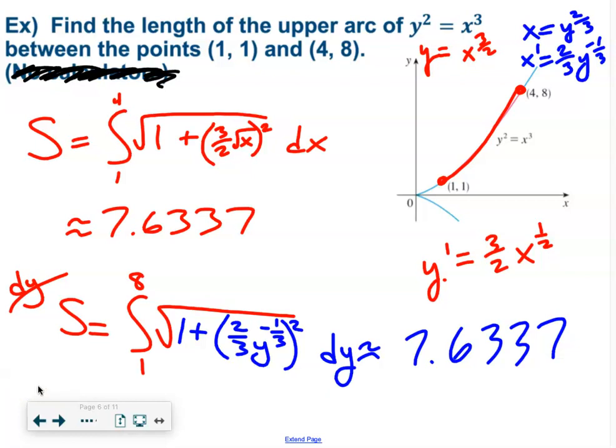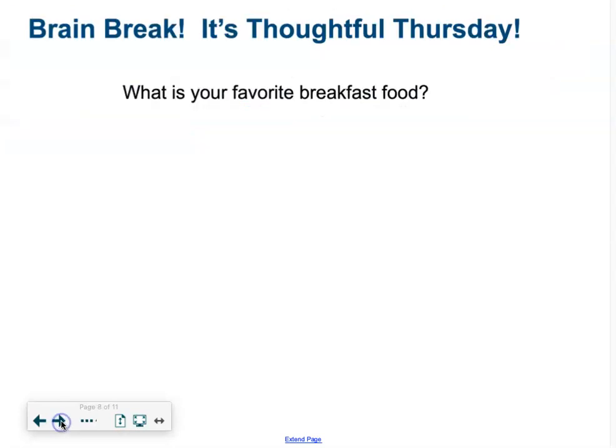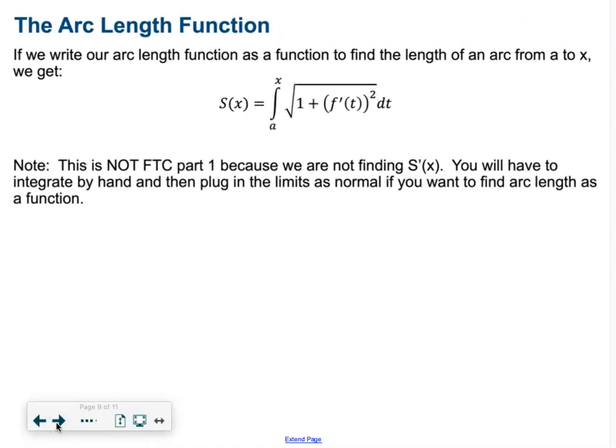Okay, let's do one more. And now we're going to skip this. Okay, so we're going to do a quick thoughtful Thursday, and then we have one more. All right. Okay. One last topic. This is the last topic of the unit. And just so you know, this is not on your test. It's in your homework. It's super easy.